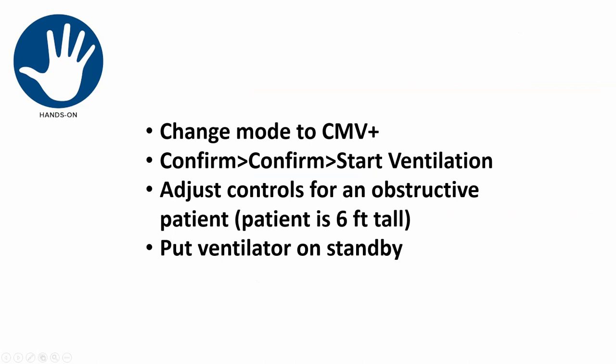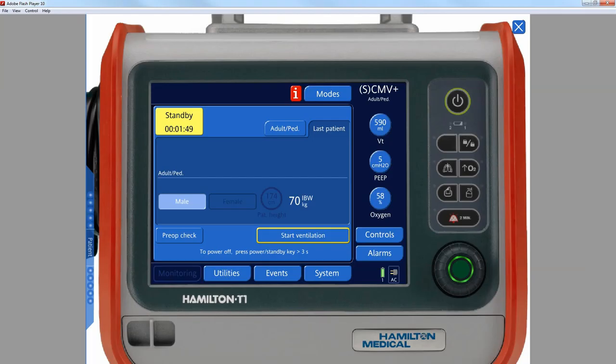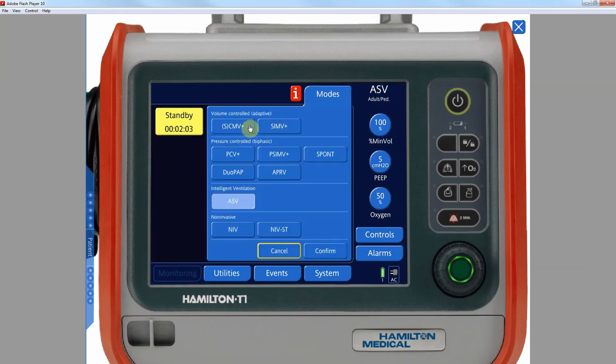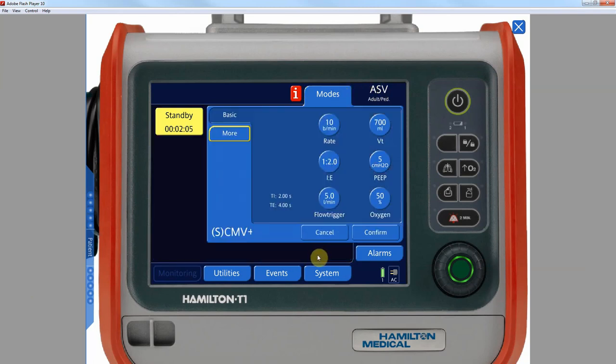So we'll take a look at what these settings or controls would look like in CMV for an asthmatic patient. So we're going to make sure that we have the right gender and the right height, and we'll change the mode. We're in ASV now. We'll change the mode to CMV and confirm. We want our rate to be about 12 to 14. Tidal volume is probably a little high. I don't remember what we put the height in, because it's in centimeters.